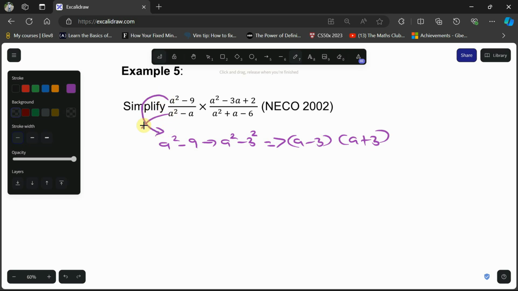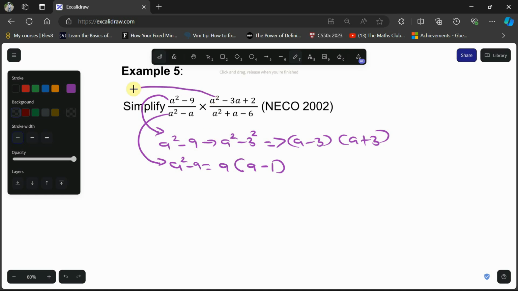For this second one, we can simplify it and say a squared minus a is equal to, I can factor out a from both of them. So a squared divided by a will give me a, minus a divided by a will give me 1. So this is the answer. This is the simplification for the second one.